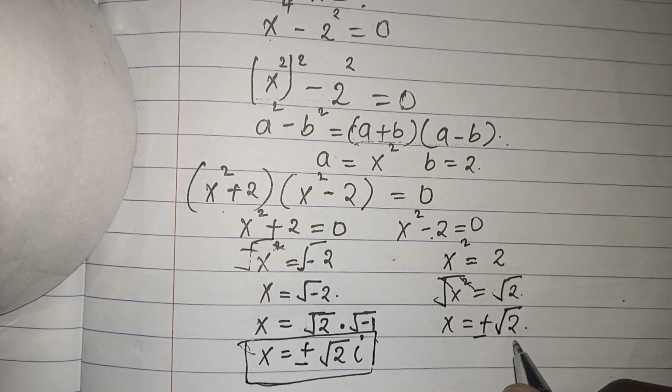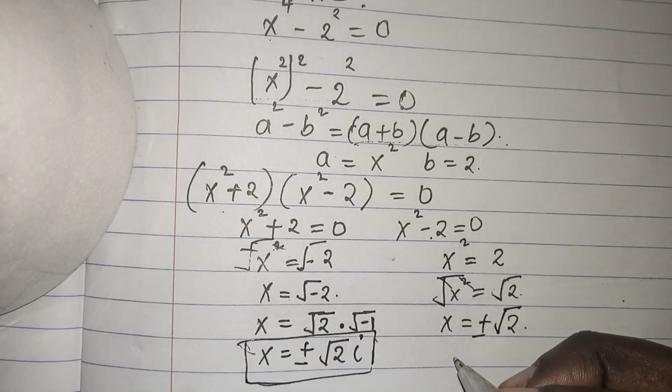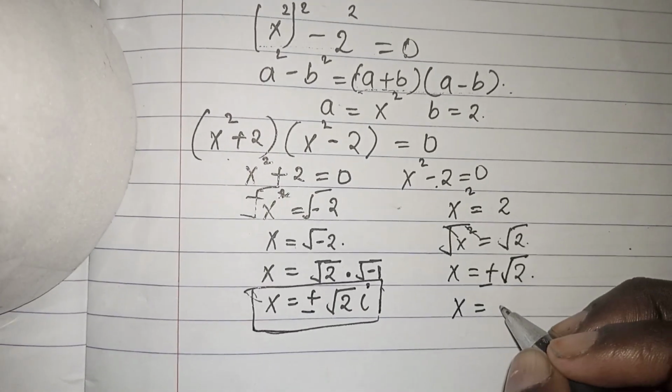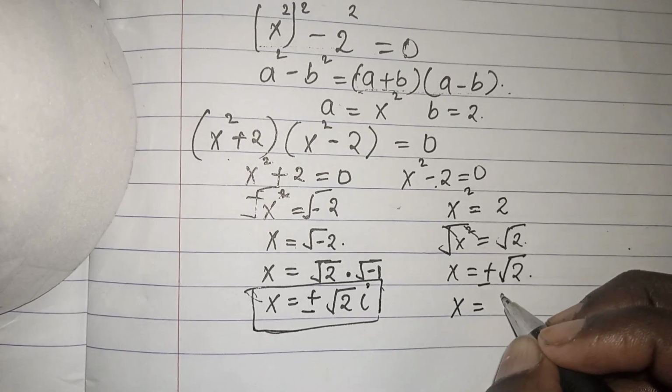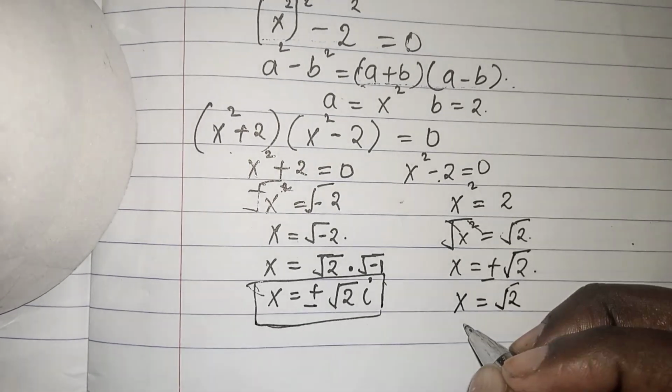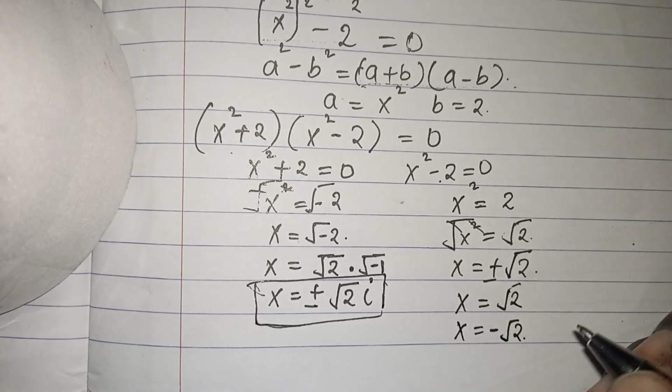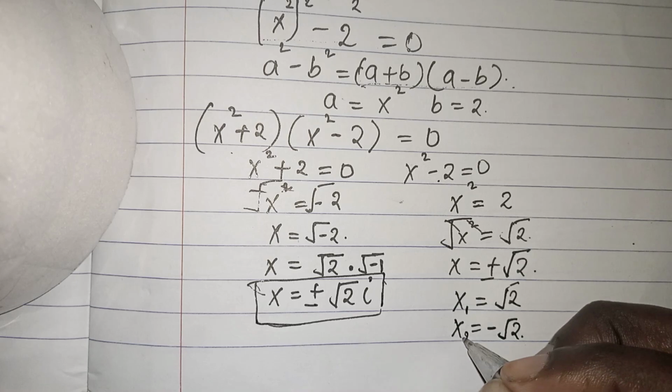So for this case, we'll have two solutions. x is equal to the positive, so x is equal to square root 2. x is equal to negative square root 2. So this is the first value, this is the second value.